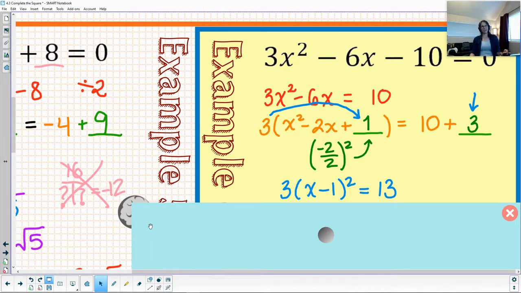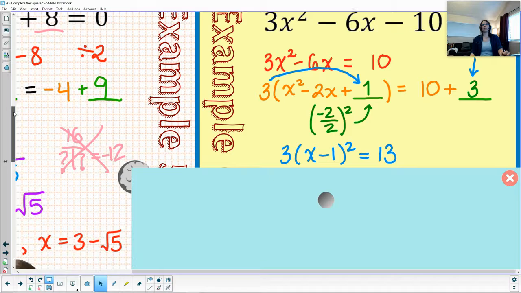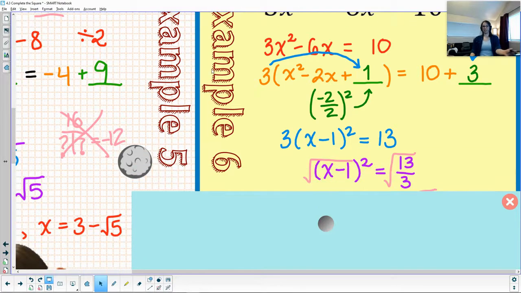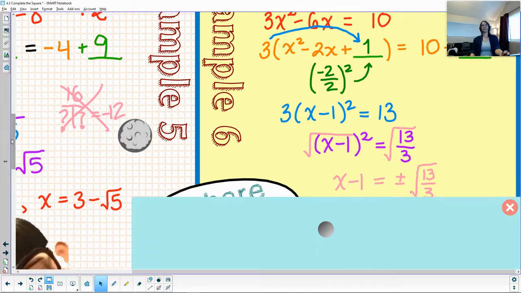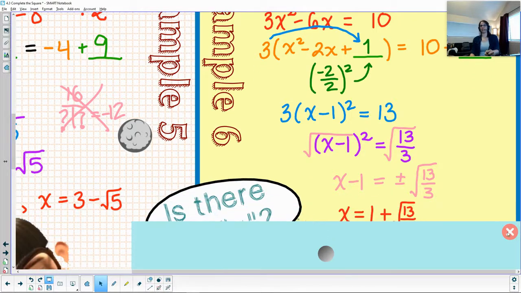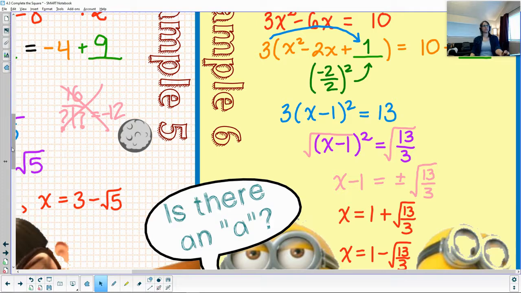Okay, well that cleaned up a little bit nicer. Now I can divide both sides by 3. Now I can square root both sides. Just be sure you have the positive and the minus. Plus or minus, they always come in pairs. And then I split my answer into 2 different solutions.